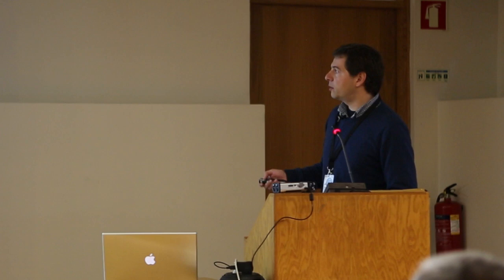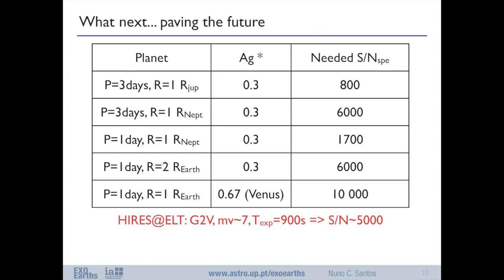But remember that the ELT will come. If you just extrapolate from the UVES spectrograph on the VLT, you get that for a G2V star of magnitude 7, in a 15 minute exposure, you get a signal-to-noise of 5,000 already. So I think that with the ELT, we'll have really a lot of work to do in this domain.